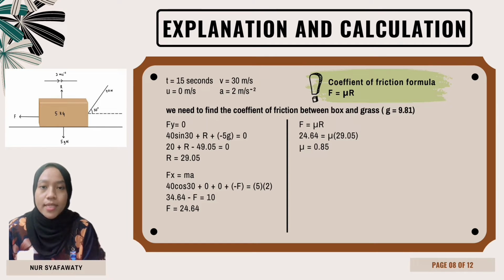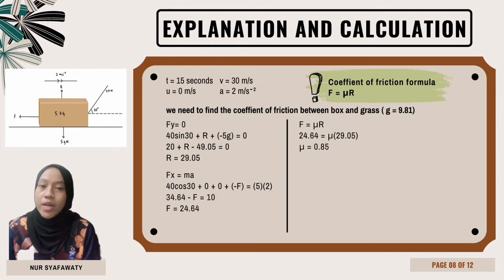Now we can find the coefficient of friction between the box and the grass, which is mu. The formula is F equals mu times the normal reaction, which is R. Because we pull the box horizontally, our Fx is equal to ma and our Fy is equal to 0. First, we solve Fy equals 0 to find R.